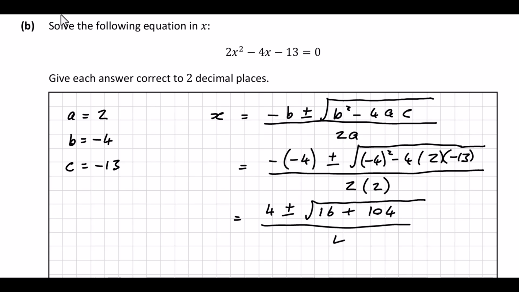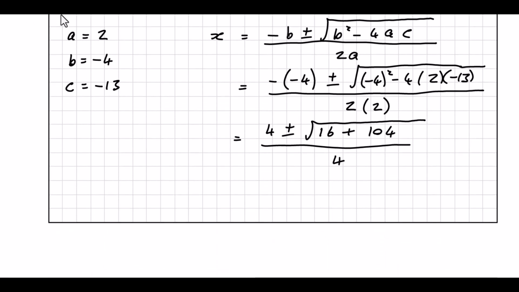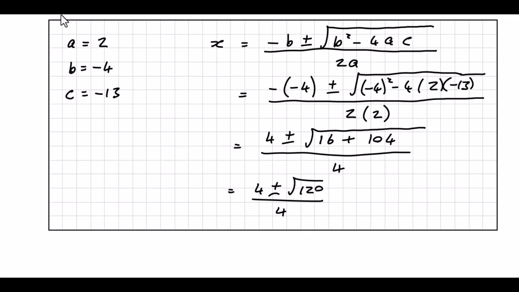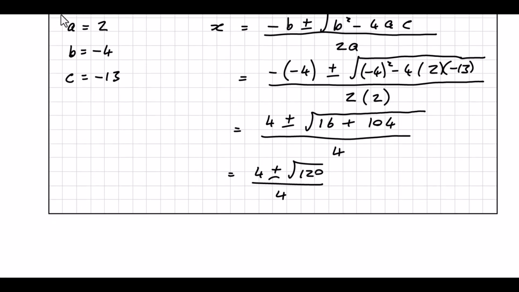So after that we divide that by 4. So let's see, what have we got? We have 4 plus or minus the square root of 120 over 4. So we have two answers here. We have to give our answer to 2 decimal places.